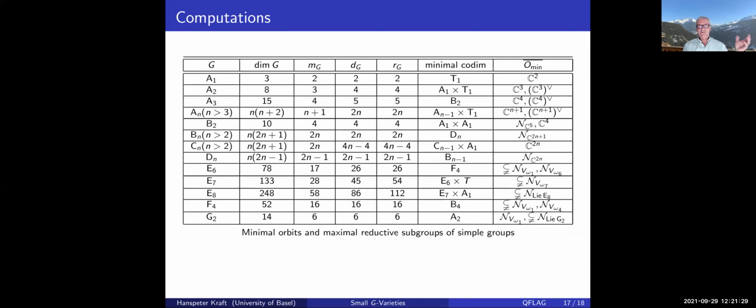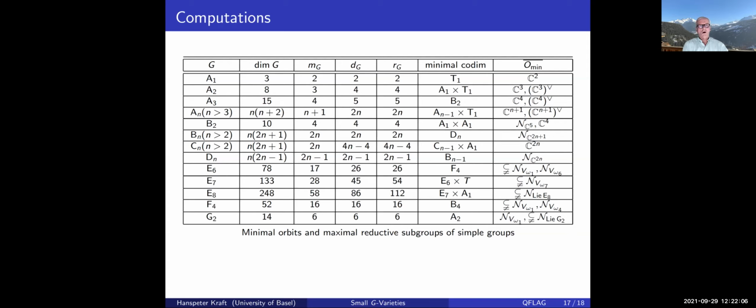B2, we have 4 and 4. Bn, we have 2 and 2n. Cn is again interesting because the dg is 4n minus 4, whereas the mg is 2n. Dn, both numbers are the same. E6, here comes 26 for dg, 17 for mg. E7, again a gap, 45, 28. E8, 86, 48. F4, 16, 16. G2, 6, 6.